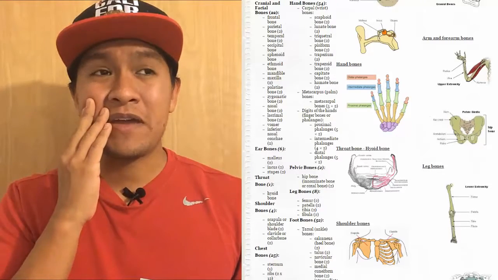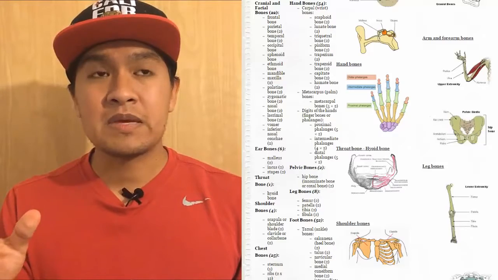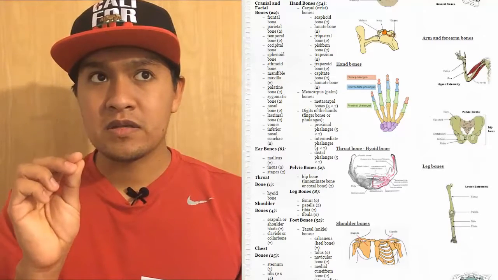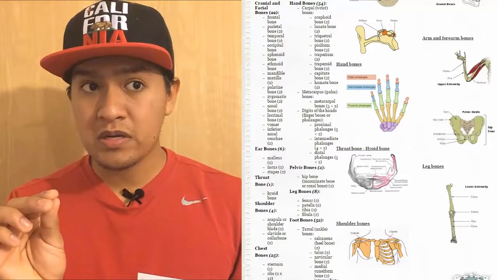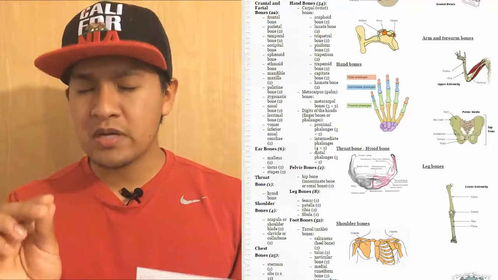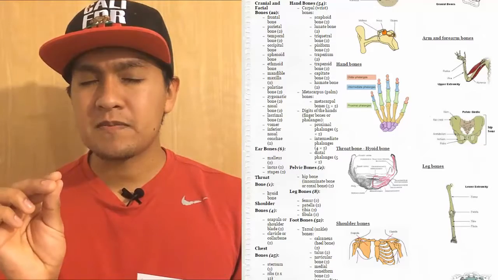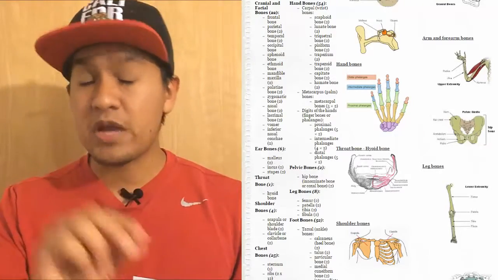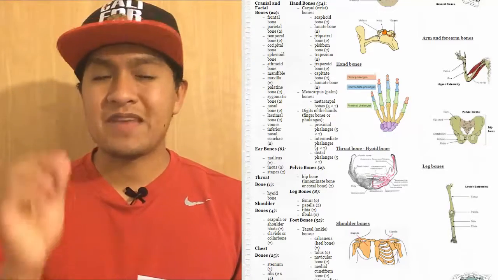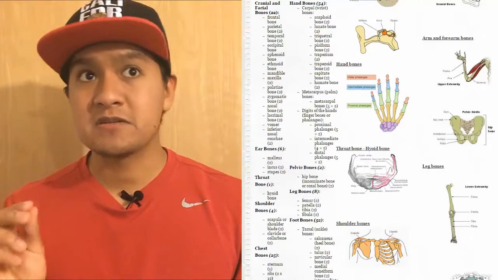Then we have the trapezium bone. Then we have the trapezoid bone. Then we have the capitate bone and the hamate bone.